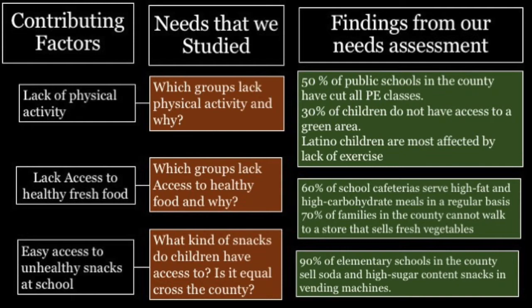Do we want to change this 30% of children not having access to a green area? Do we want to change the 60% of cafeterias serving high fat, high carbohydrate meals? Do we want to change these 90% of elementary schools in the county selling soda and high sugar drinks in vending machines? What is it that we want to change, and by how much? That is what we need to decide in this stage, and that is what goals and objectives are for.